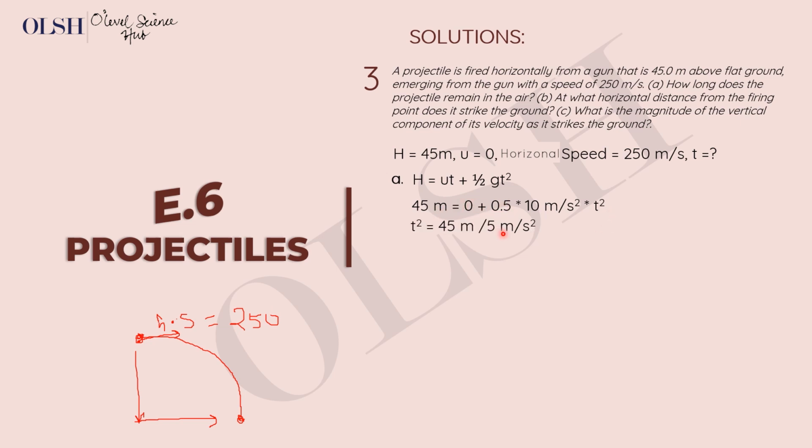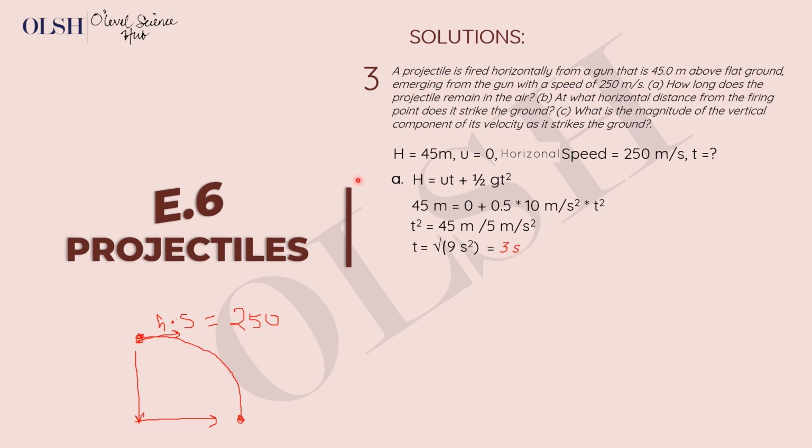So if we simplify this, we're going to get t squared equal to 45 meters divided by 5 meters per second squared, and then that will give us the root of 9 seconds squared if we find the square root of both sides. Okay, and that's 3 seconds. So it's going to take 3 seconds for this projectile to hit the ground.